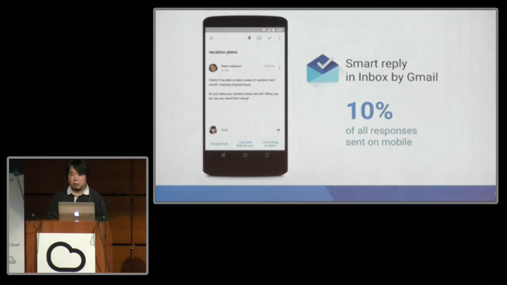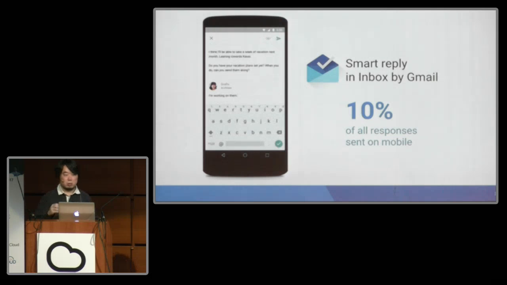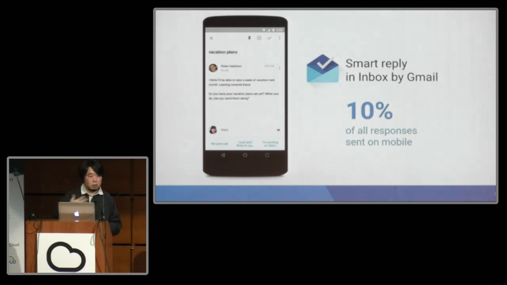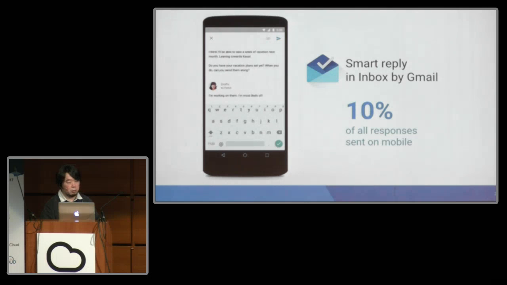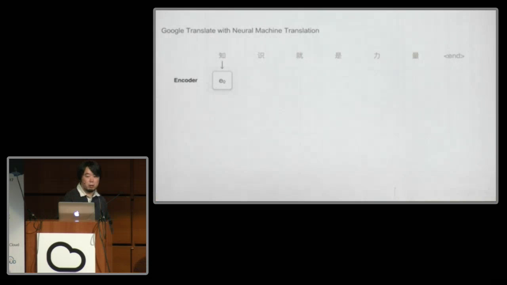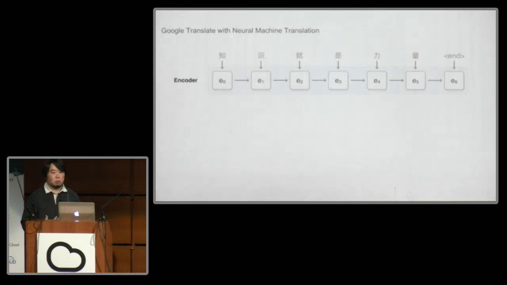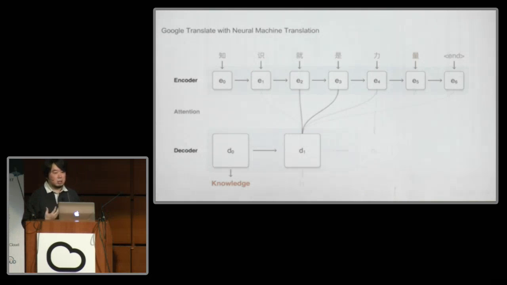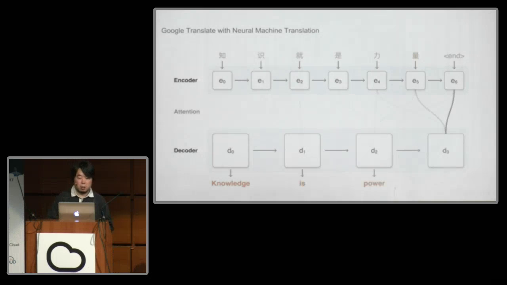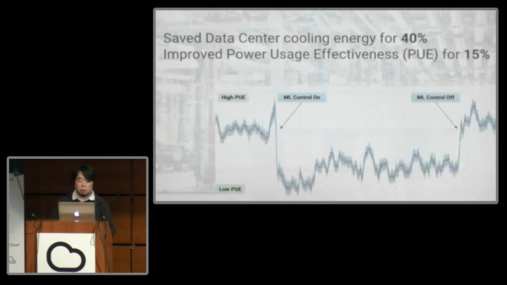So you don't have to type the reply by yourself. Instead, it can show you options for how to reply to the messages by looking at the context of the messages. And now it generates 10% of all responses on mobile. Google Translate recently introduced a new neural machine translation model that provides significantly better accuracy and fluency in translation.